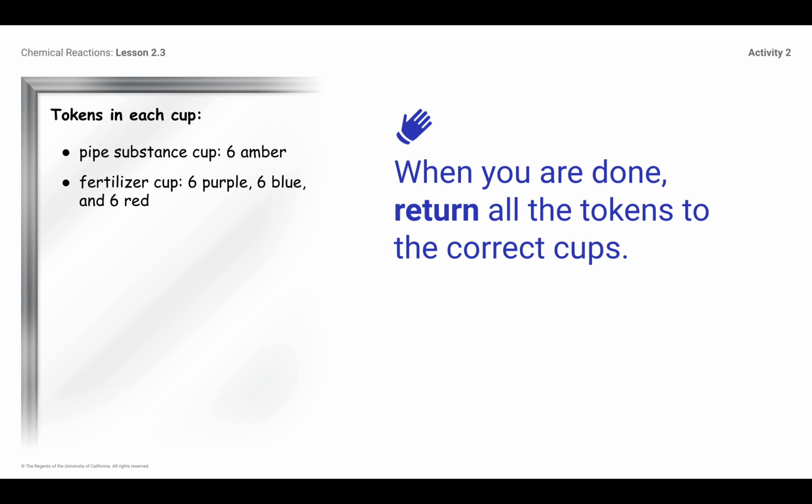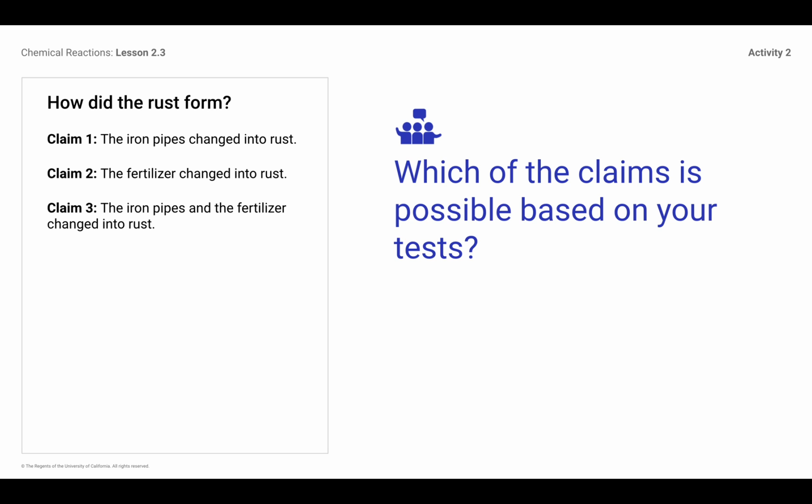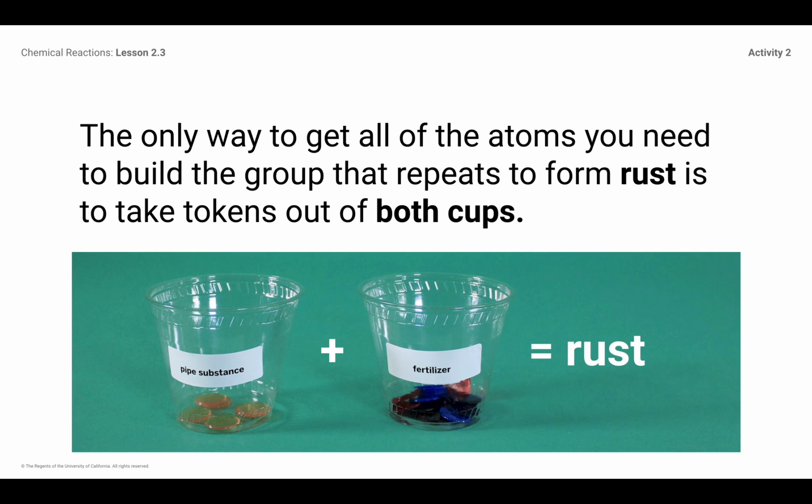Okay, so when you're all done, go ahead and return all the tokens to the correct cups. So in the pipe substance cup, only put in the amber colored ones. In the fertilizer, you should have 6 purple, 6 blue, and 6 red. Don't put any of the amber ones into the fertilizer cup. So what did you find out? Which of the claims is possible based on your tests? I am hoping that you discovered the only way to get all of the atoms that you need to build the group that repeats to form rust is to take the tokens out of both cups. Yay! If you did, good job.